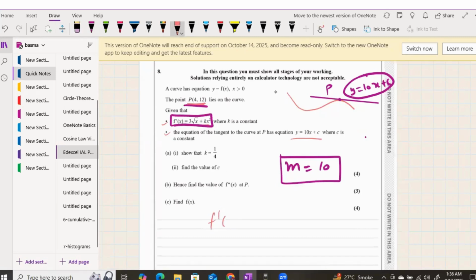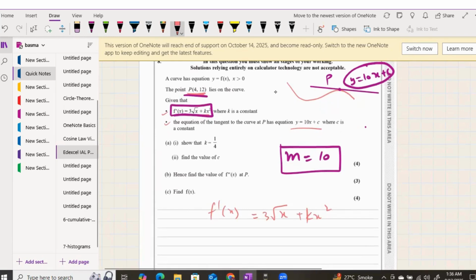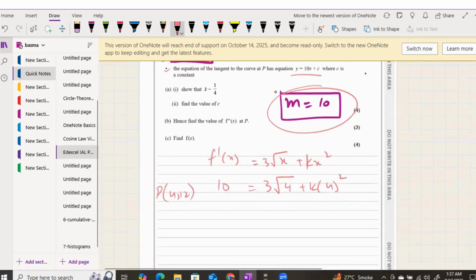You know that f prime of x is given to be 3 root of x plus kx squared. What we can do is substitute the point into the derivative and replace the derivative with 10 at the same time. So 10 equals 3 root of x. In place of x, I will substitute the point P values. My point is (4, 12), so the x coordinate is 4. I'll write root of 4 plus k times 4 squared. So 10 equals 3 times root of 4, which is 2, plus 4 squared, which is 16k.